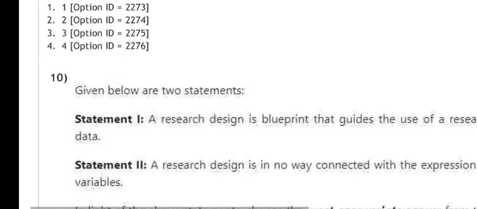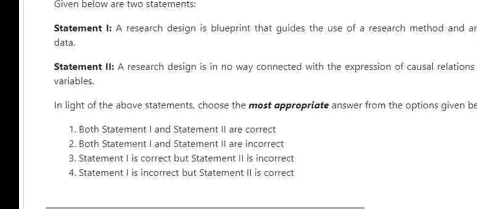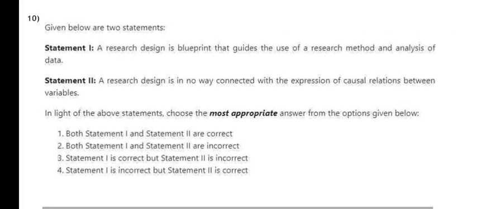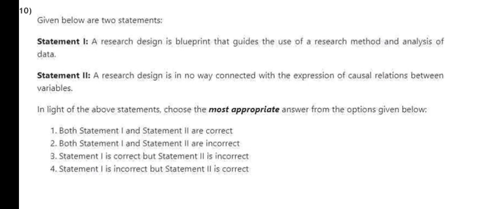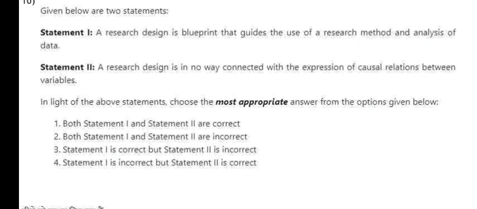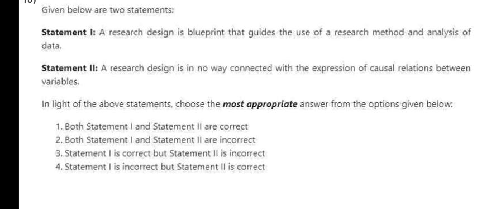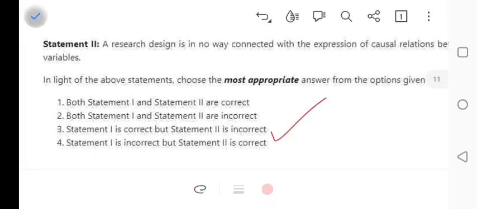Number 15 says, given below are two statements. One says, a research design is blueprint that guides the use of a research method and analysis of data. Two says, a research design is in no way connected with the expression of causal relations between variables. In light of the above statements, choose the most appropriate answer from the options given below. Statement 1 and 2 are correct, 1 and 2 are incorrect, 1 is correct, 2 is incorrect, 1 is incorrect, but 2 is correct. So what will be correct? It will be statement 1 is correct, but 2 is incorrect. That is number 3.